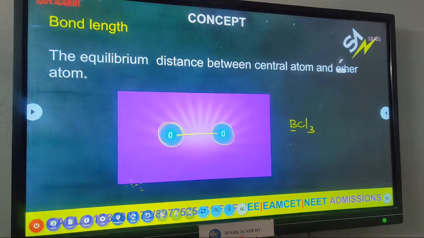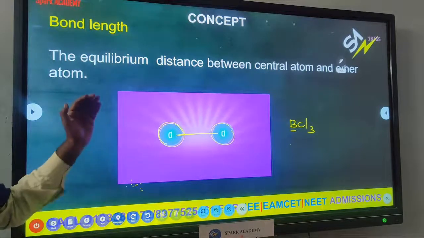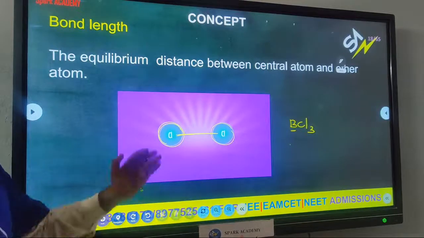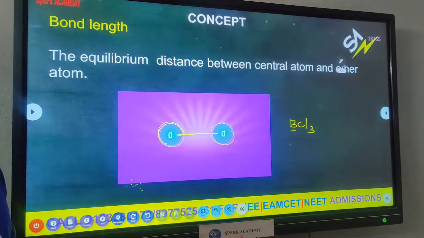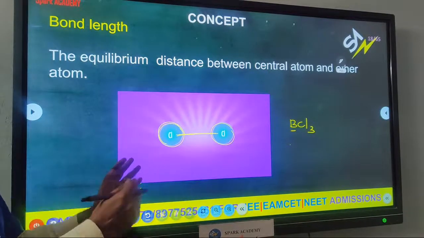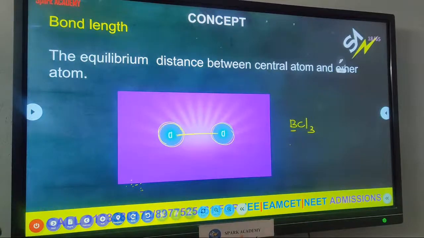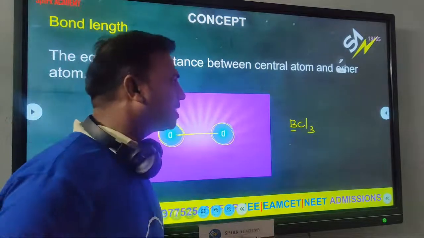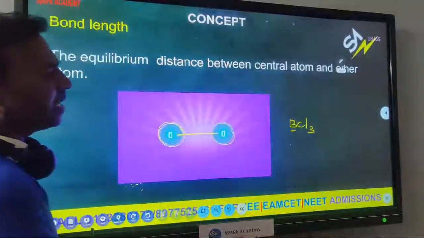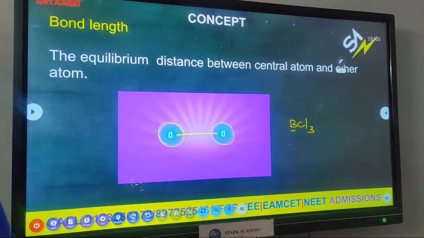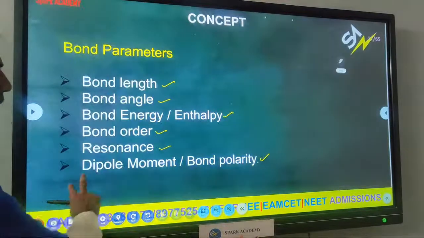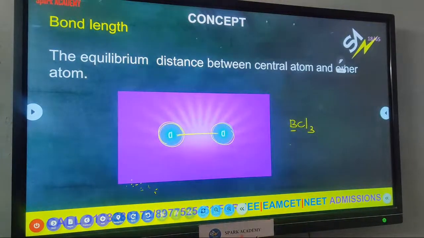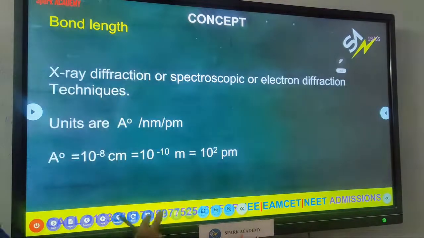So here, how to measure the bond length? The equilibrium distance between the central atom and the other atom. In the case of BCl3, what is the central atom here? Boron. What about the other atoms? Chlorine. So that equilibrium distance is called bond length. Is bond length clear?